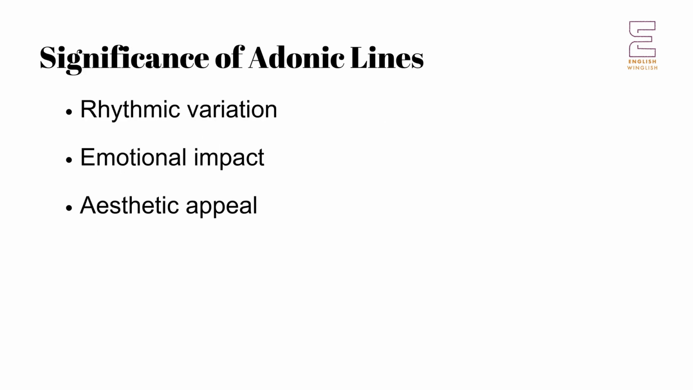Significance of Adonic lines. The use of Adonic lines in poetry serves several purposes. Rhythmic variation. The combination of dactyl and spondee creates a distinct rhythmic pattern that contrasts with the preceding lines. This variation adds musicality and complexity to the poem. Emotional impact. The abruptness of the spondee at the end of the line can convey a sense of finality or emphasis, enhancing the emotional resonance of the poem.